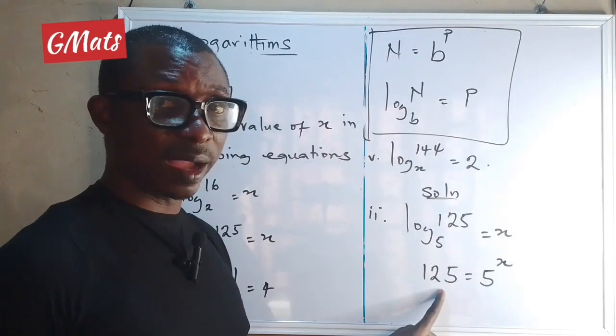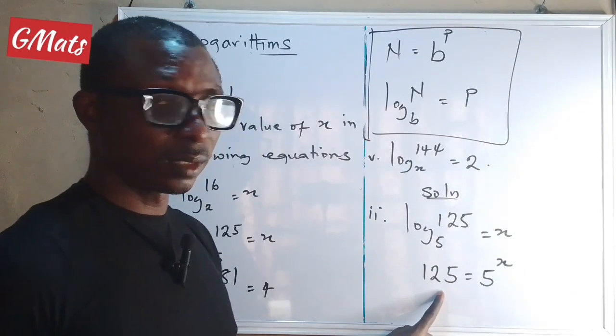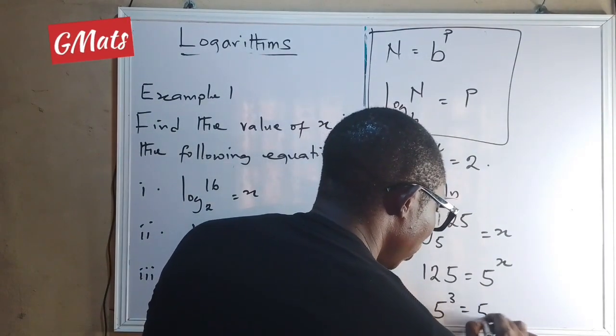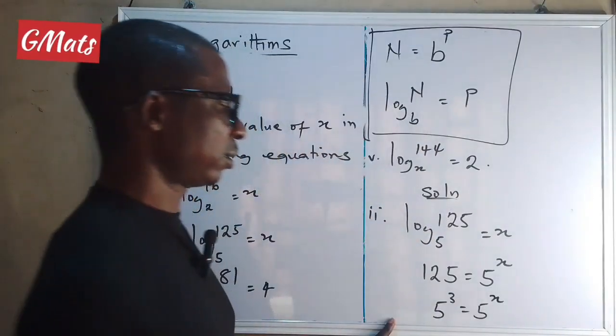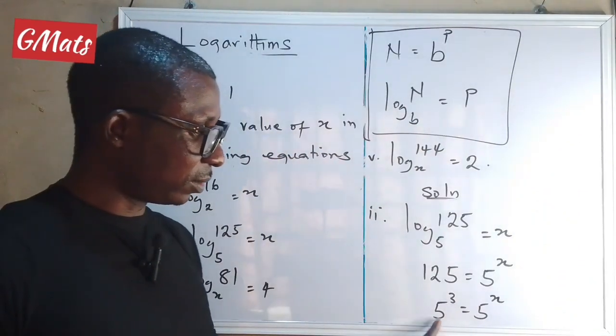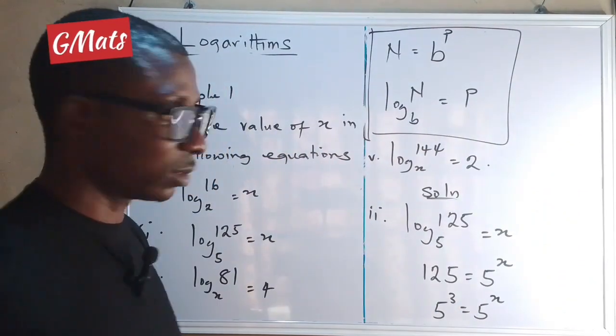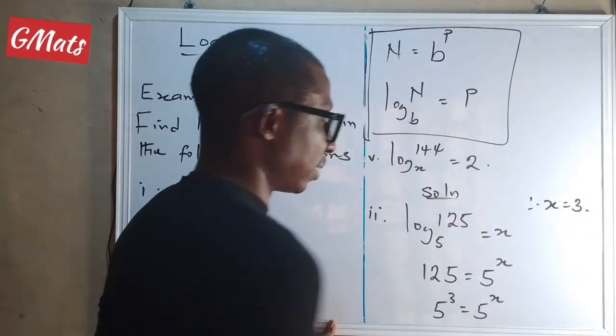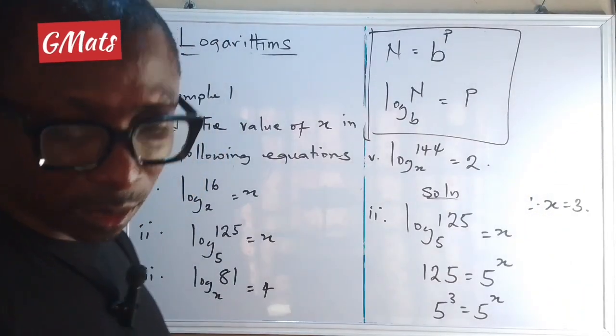This is a multiple of 5. That's 5 raised to the power of 3. So we have 5 raised to the power of 3 equals 5 raised to the power of x. Alright, you can see now the bases are equal, so you equate the powers. So you say therefore x equals 3. So that's the answer to the second question.